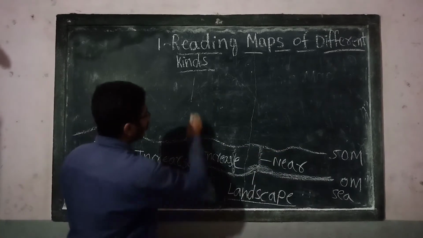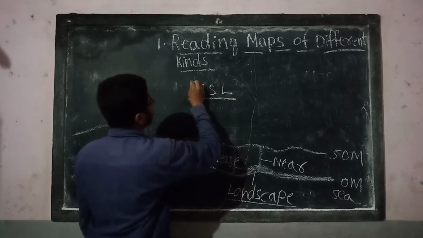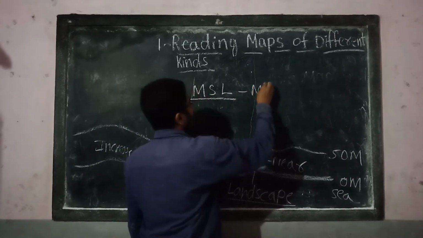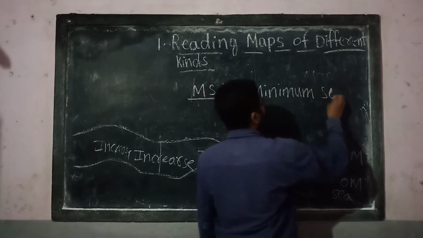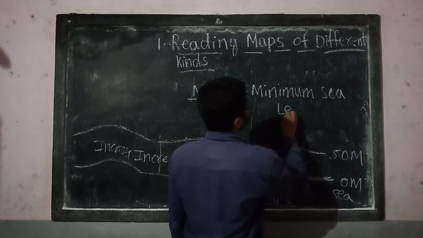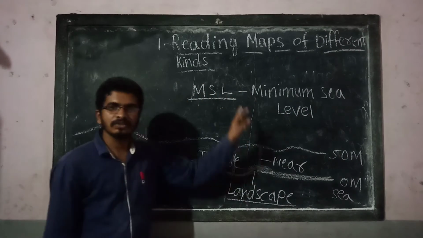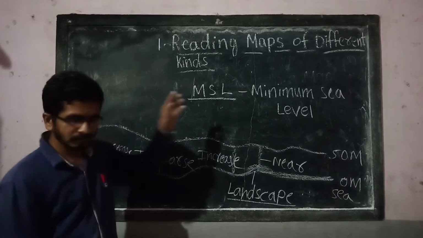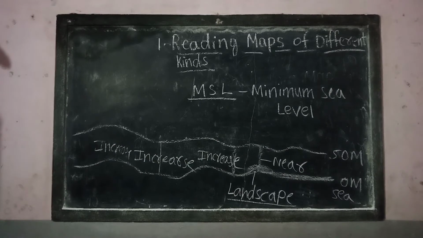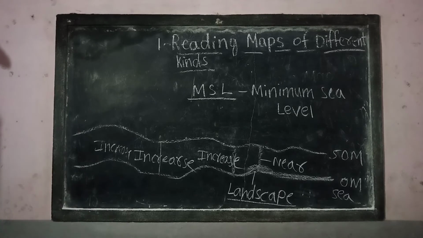This is all because of MSL, that means minimum sea level. We took a particular point, that is the minimum sea level, and based on this we measure the height. We have learned showing height on a map. Next, contour lines also we have completed.